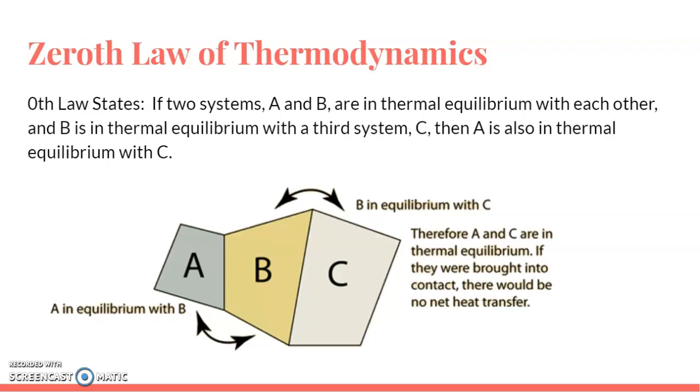Kind of like in math class, I don't remember the name of it. I'm not even going to bother looking it up. But if A equals B, and B equals C, then A equals C. Basically that idea.